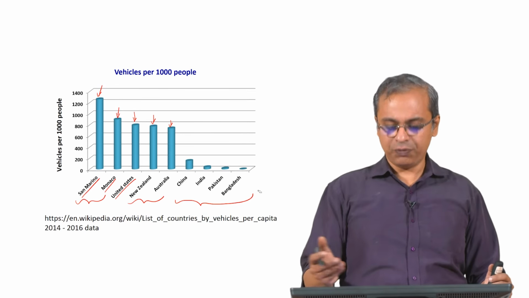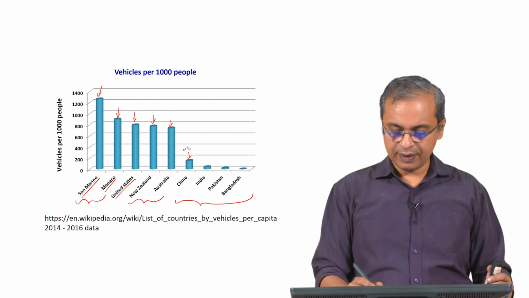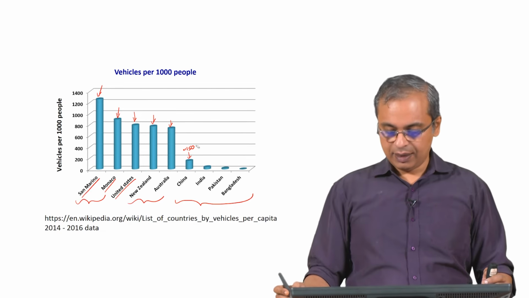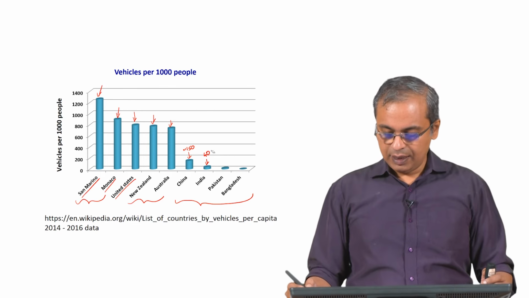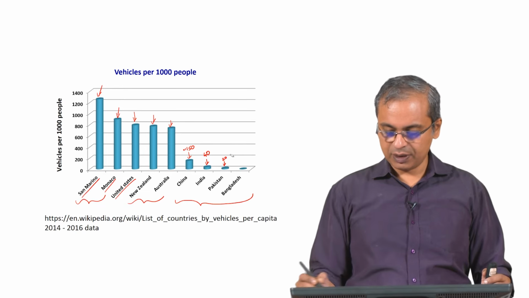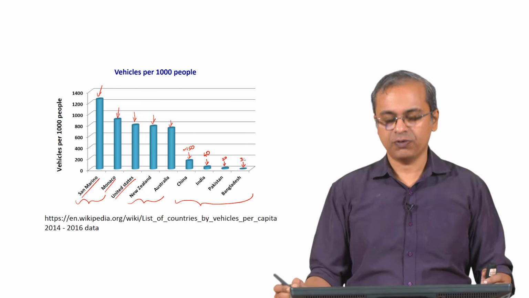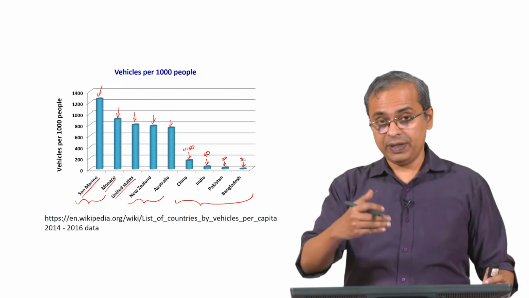Just to give you an idea of the numbers involved here, China is at around 150 vehicles for every 1,000 people. India is at around 40 vehicles per 1,000 people. Pakistan is about half of us, about 20 vehicles for every 1,000 people, and then Bangladesh is only about 3 or 4 vehicles for every 1,000 people. So, you can see significant variation right here.